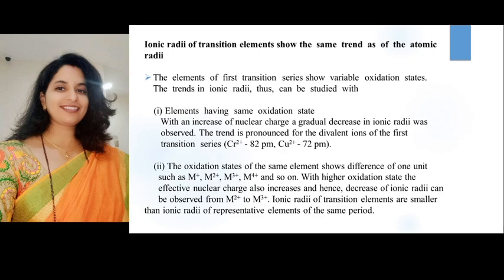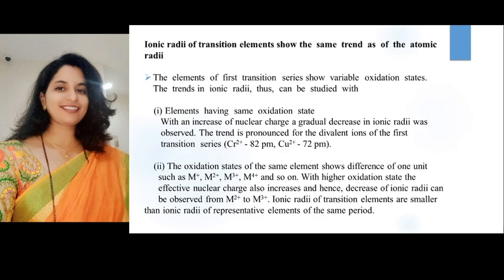In general, ionic radii decrease with increase in oxidation state. For the same oxidation state, the ionic radii generally decrease with increase in the nuclear charge in a given transition series. This trend is more pronounced for the divalent ions of the elements belonging to the first transition series. As we can see, for the chromium 2+ ion, the ionic radius is 82 picometer, and for the copper 2+ ion it is 72 picometer.